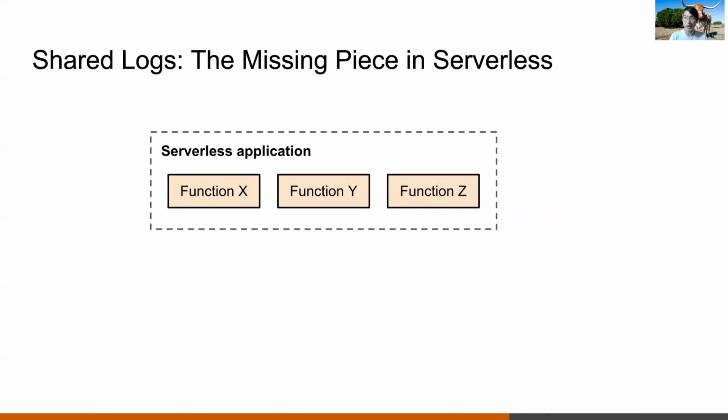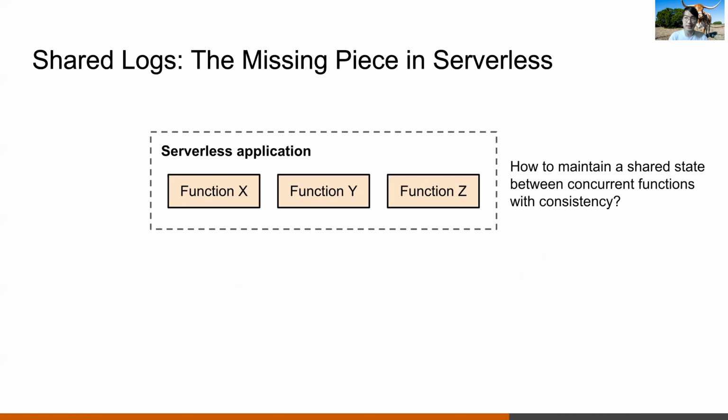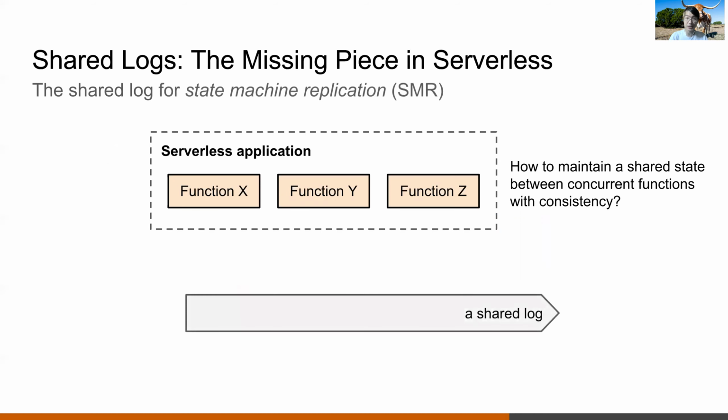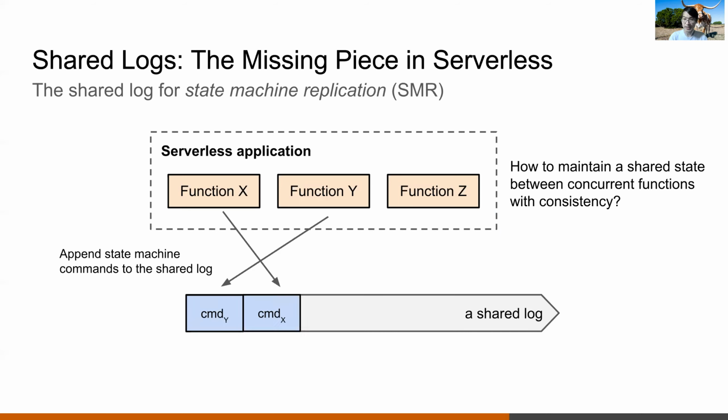Besides write-ahead logging, we can have another serverless use pattern of the shared log. Consider applications consisting of concurrently running functions and how to maintain a shared state between them. We have a classical wisdom in distributed systems, state machine replication, and the shared log can provide the storage medium for SMR. In this case, functions X, Y, and Z all append state machine commands to the shared log. They can potentially do this concurrently, and the log will order these commands.